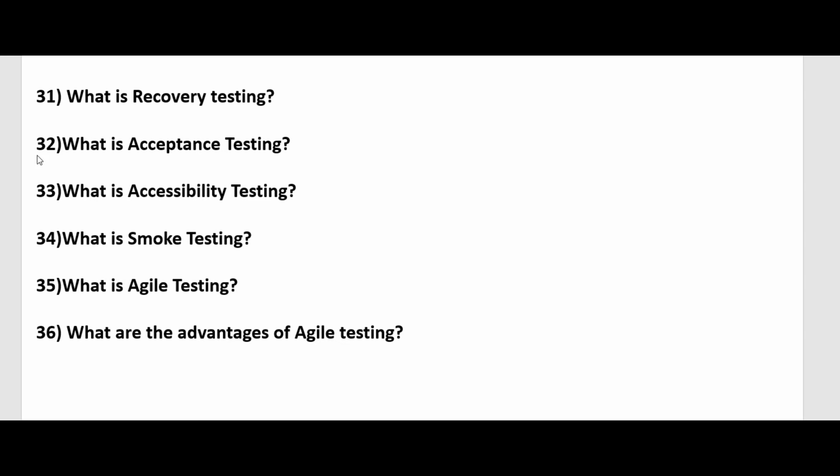What is acceptance testing? The system is tested for acceptability. It is performed to validate that the software meets a set of agreed acceptance criteria. What is accessibility testing? It is a type of system testing to verify that a product can be used by people having disabilities.